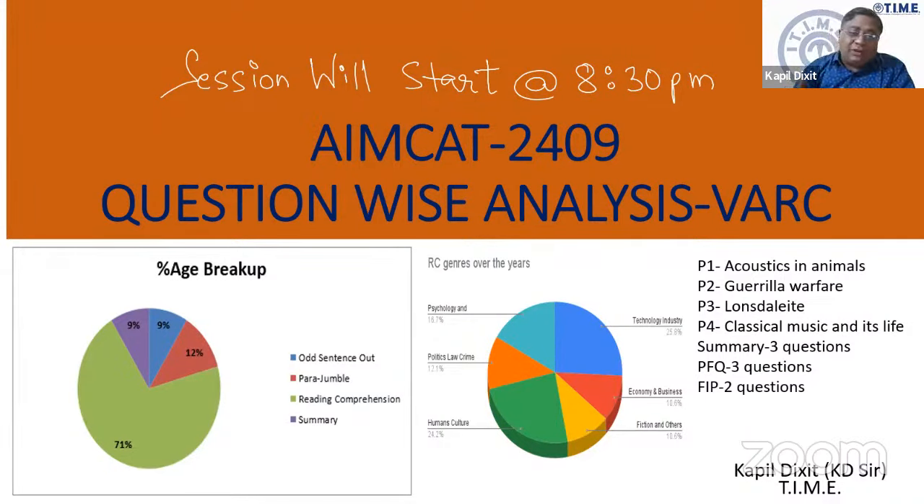We have tried our level best to replicate the same environment which you get in CAT, because usually the CAT venues in any city are far away from a central location. So a couple of students who would have written this test in Jaipur would have enjoyed that, and you would have realized that okay, this was a great mode.